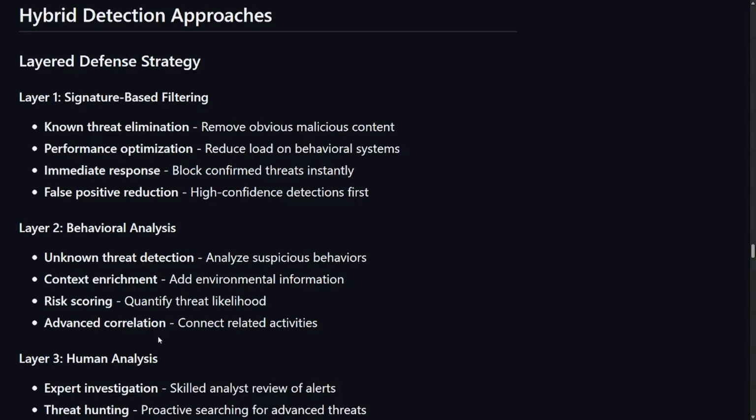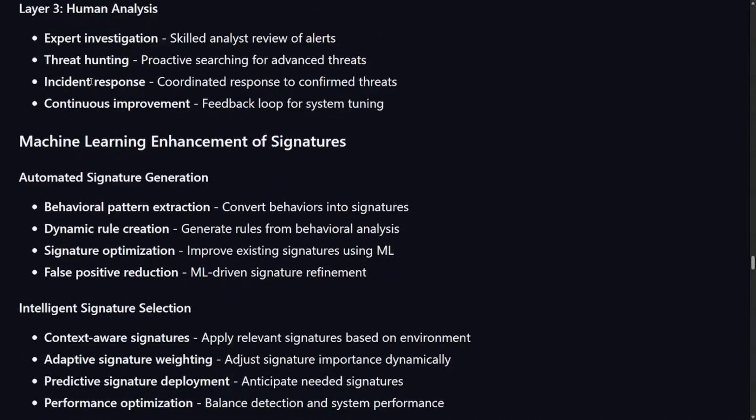Layer 2 is behavioral analysis. Unknown threat detection and analyzing suspicious behaviors. Context enrichment: add environmental information. Risk scoring: quantify threat likelihood. Advanced correlation: related activities. Layer 3 is human analysis, right?